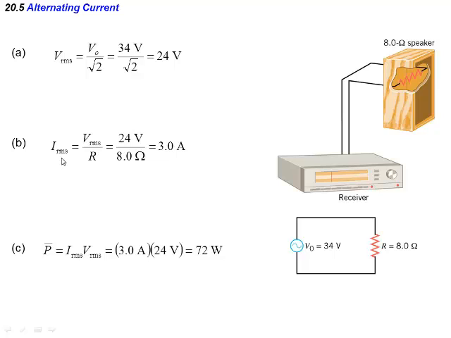To find the root mean square current, I take the root mean square voltage, which is what I calculated before, and divide by the resistance. And to find the power, I just multiply the two root mean square values, voltage and current. The voltage and current calculated as averages will give us 72 watts. So that's not the peak power, but the average power for the circuit.